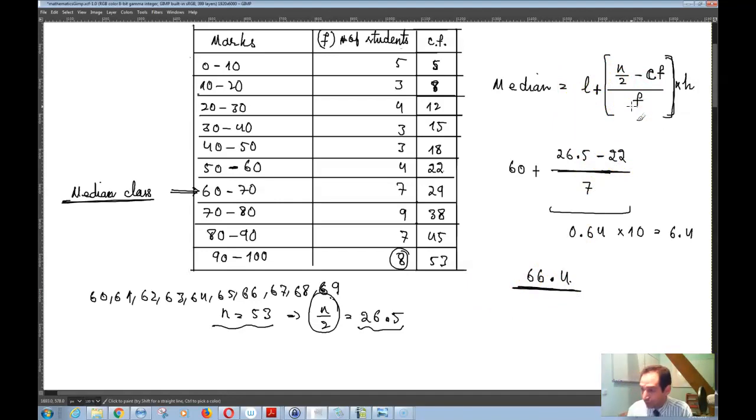So what this means is that about half the students have scored marks less than 66.4, and the other half have scored marks more than 66.4, and that's basically your median. Okay, so that's basically how you find the median of some data.